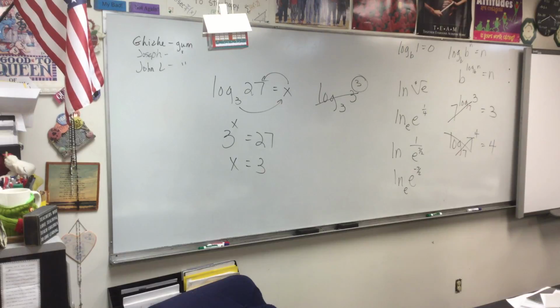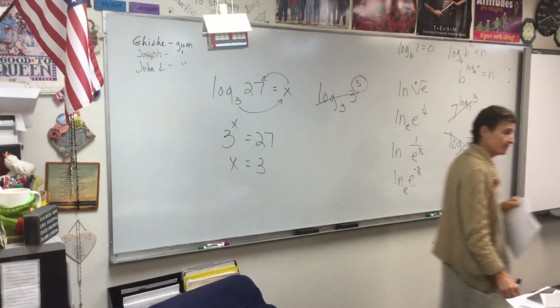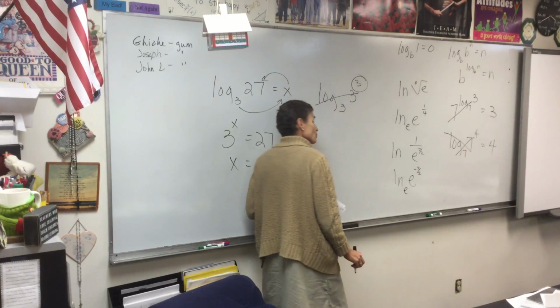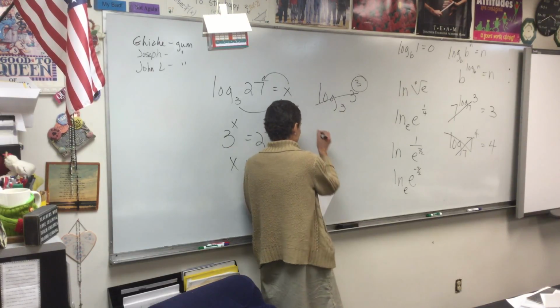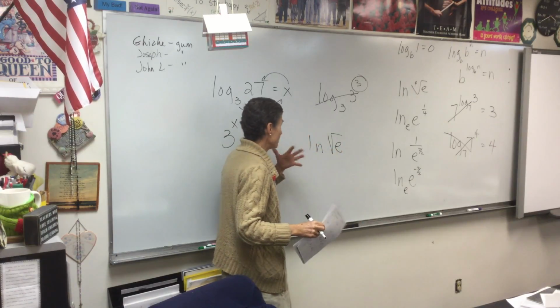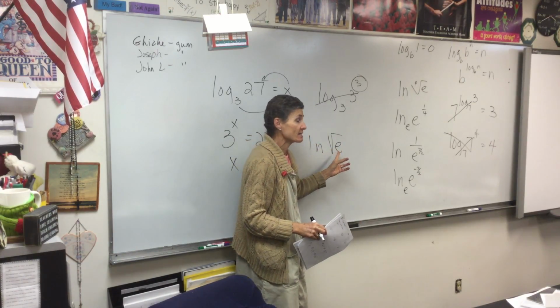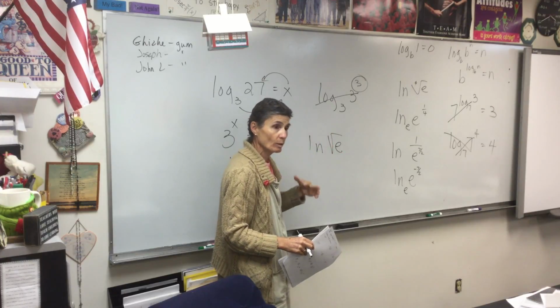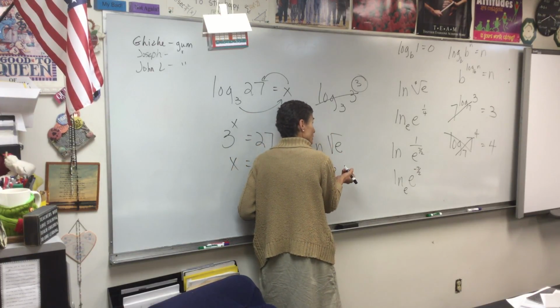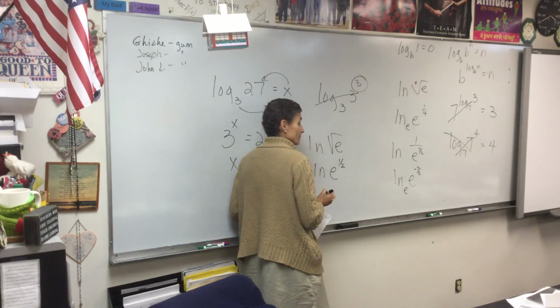If you said 1/2, you are right. Now, some of you are just writing down 1/2. That doesn't work. You have to make sense of it. ln square root of e. First of all, it makes me shake just writing that because I don't do radicals with logarithms. So I'm going to think of that as e to the 1/2.